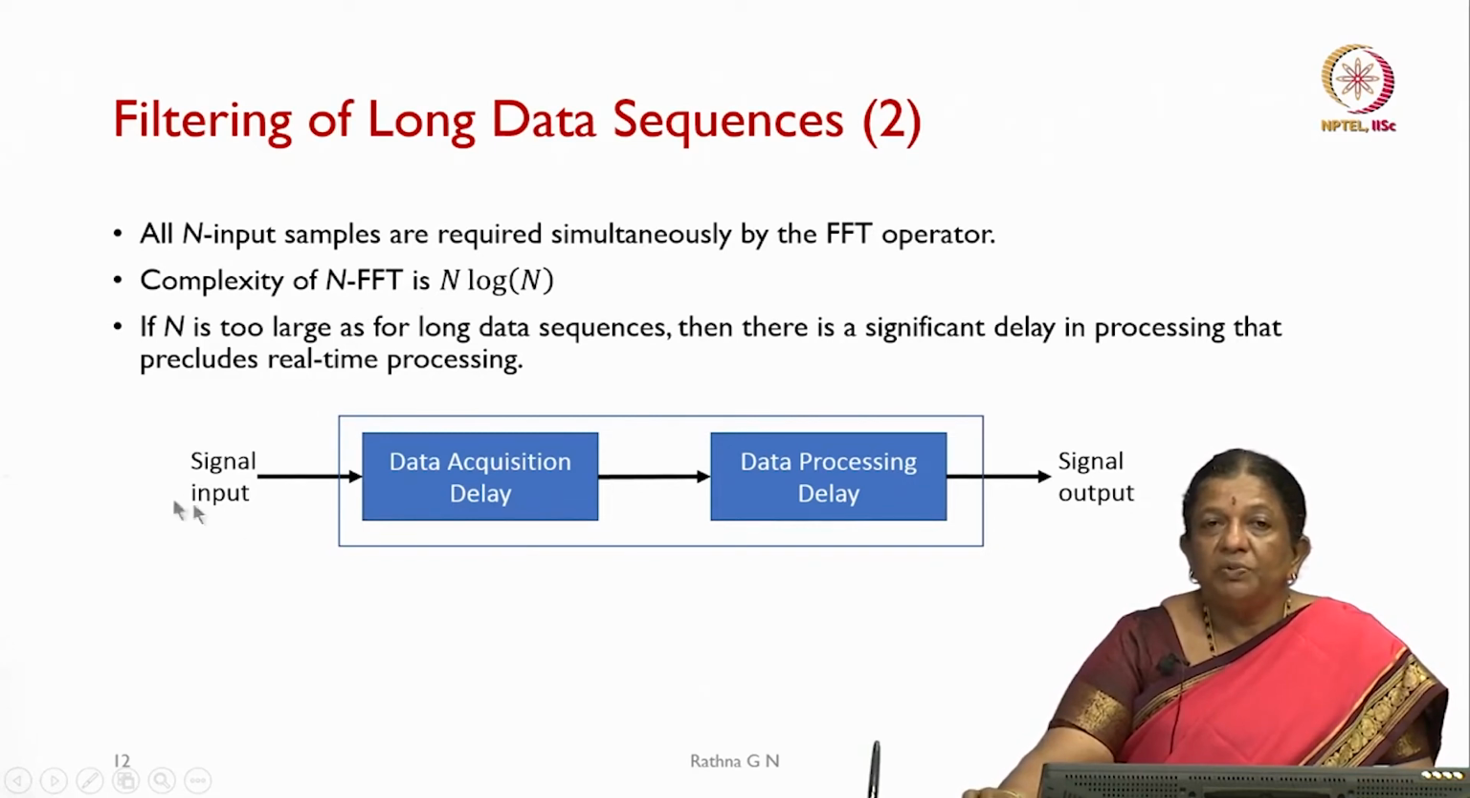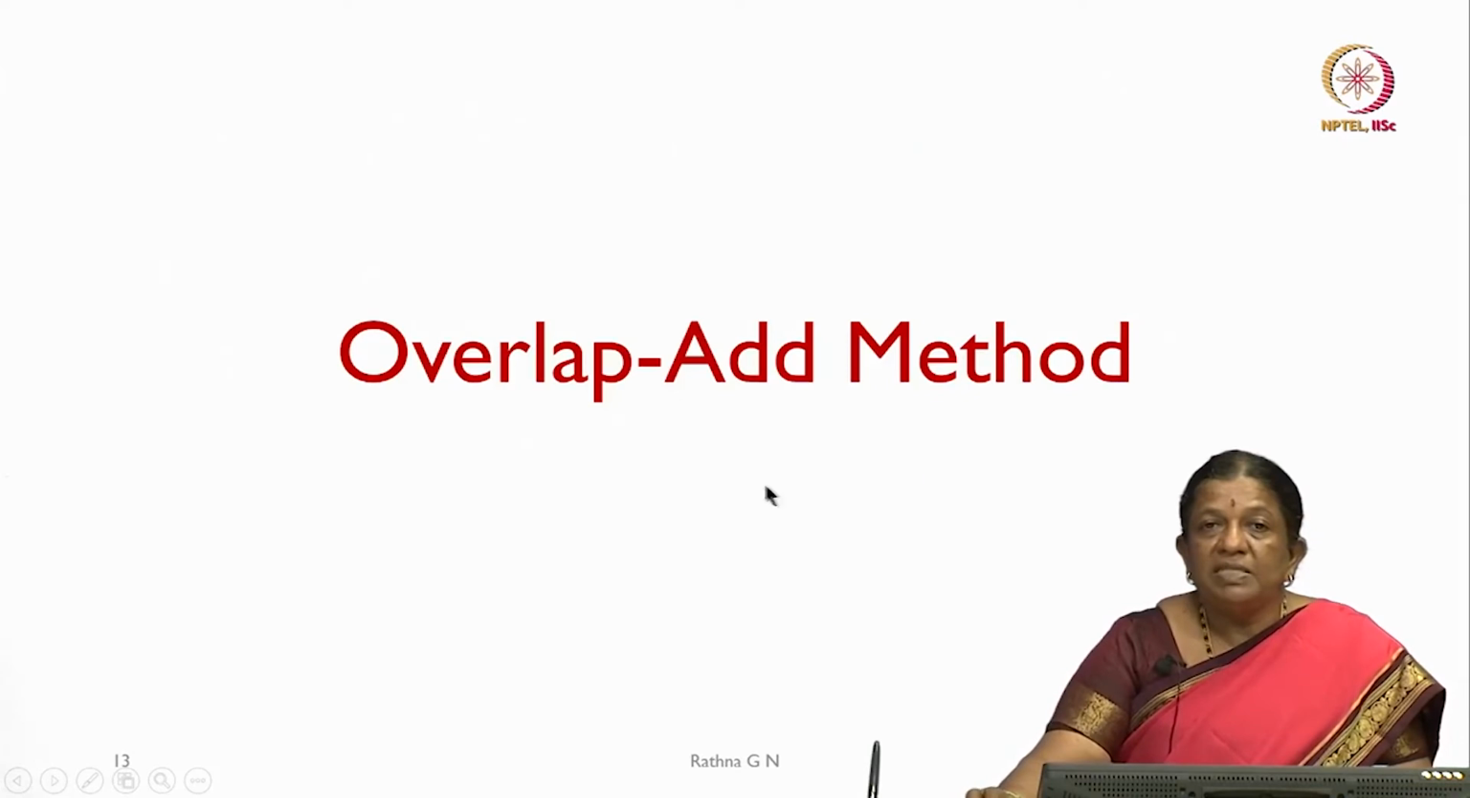So, what we do is we give the input signal here, we get it from the data acquisition, which has a delay, and then we will be adding our data processing delay also. This is acquisition as well as processing, then we will be giving the signal out. This is our real time processing. So, we will see what is going to happen.